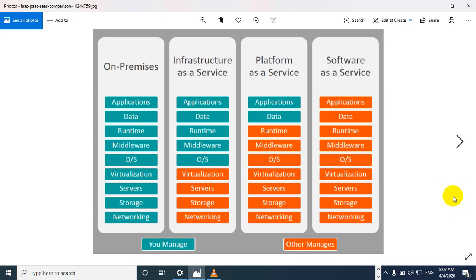So for that purpose, only one machine can hold more applications and is able to run more applications. So that is the main purpose of containerization.